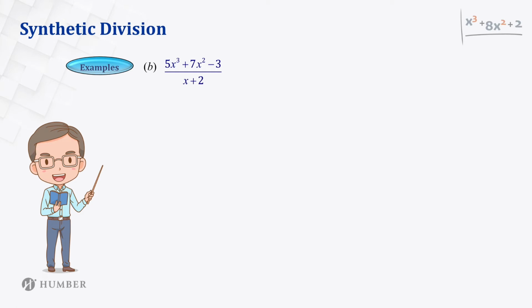The first step is to list the coefficients of the dividend. We read the polynomial as 5x cubed plus 7x squared plus 0x minus 3. When you write the coefficients, you need to be aware of the 0x. This 0 is important to write as the coefficient of missing terms. We have 5, 7, 0, and negative 3.